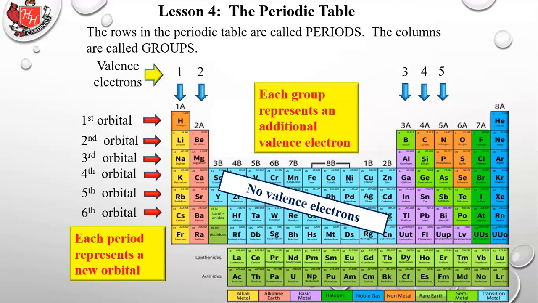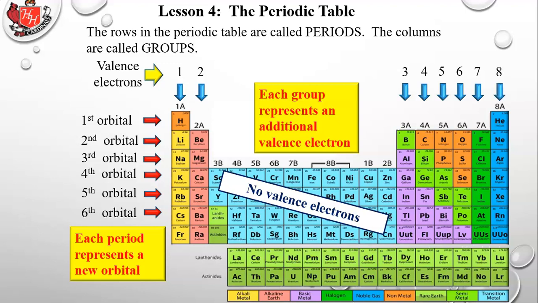Nitrogen, 5 electrons in its 2nd orbital. Phosphorus, 5 electrons in its 3rd orbital, which is its outer orbital. Arsenic, 5 electrons in its 4th orbital, which is its outer orbital. Oxygen, 6 electrons in its outer orbital, which is the 2nd orbital. Sulfur, 6 electrons in its 3rd orbital. Selenium, same thing for the 4th orbital, 6 electrons in the 4th orbital. Then we get to the halogens, and they have 7 electrons. 7 electrons for fluorine in the 2nd orbital, 7 for chlorine in its 3rd orbital, 7 for bromine in its 4th orbital, and so on.